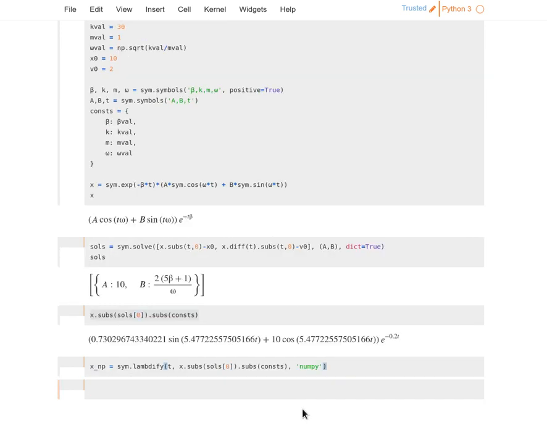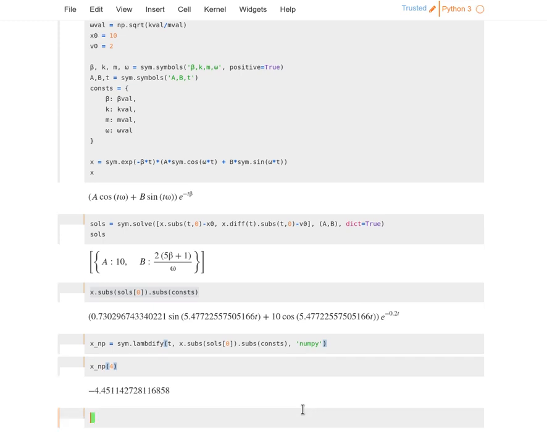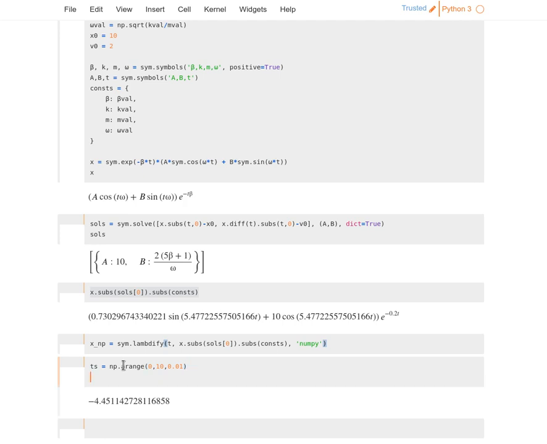If I run this, nothing is going to look like it happens, but I can test it now because if I do xnp and I plug in some arbitrary time, I should get a number out. And I do. If I get anything weird variable-wise out, I would be in trouble at this point. So now we have the function for our x position in terms of something that matplotlib can understand. So we can go ahead and plot it at this point if we wanted to. Let's set up a series of times, from 0 to 10 seconds by 0.01, say.